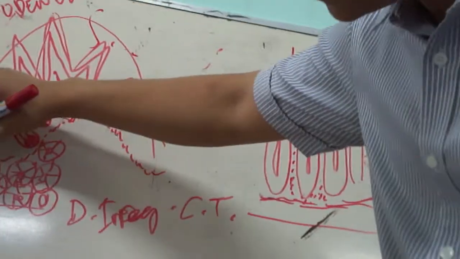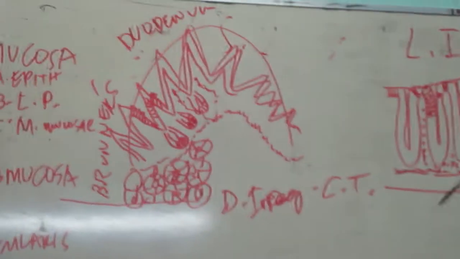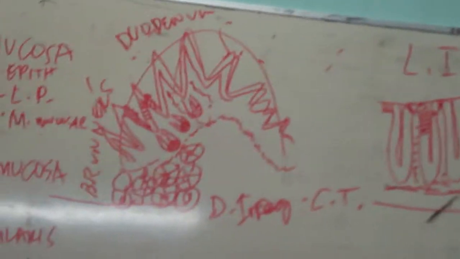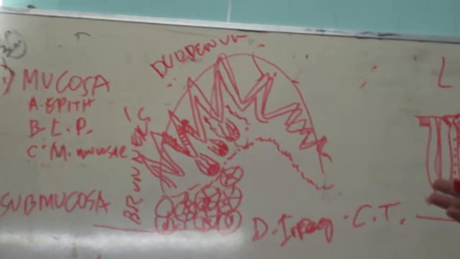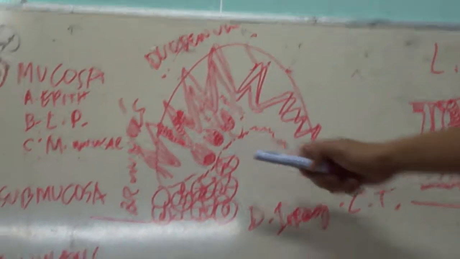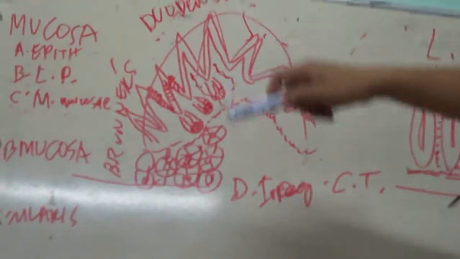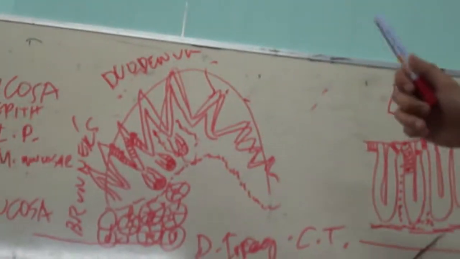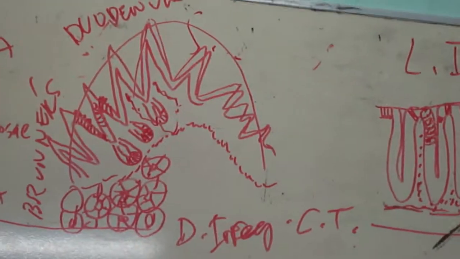Brunner's. Brunner's glands. So that's it. That's the identifying feature of the duodenum. Aside from the usual microvilli, villi ang makita natin sa light microscopy.